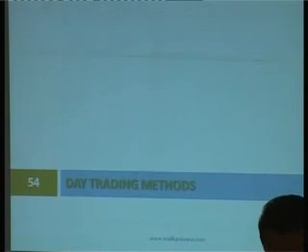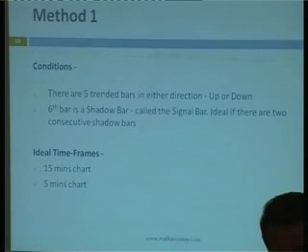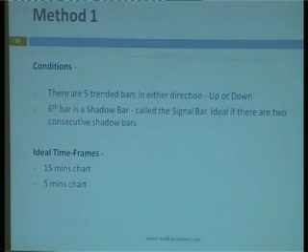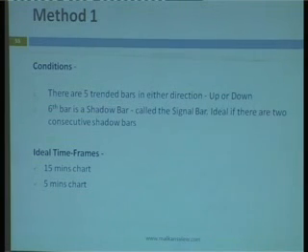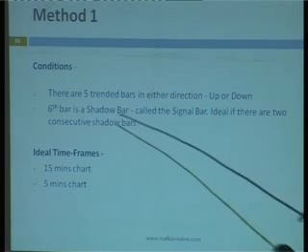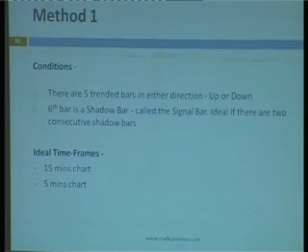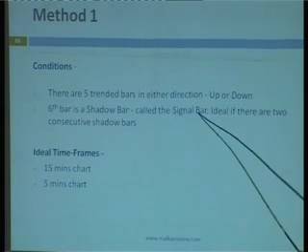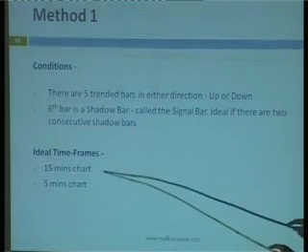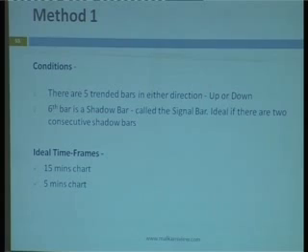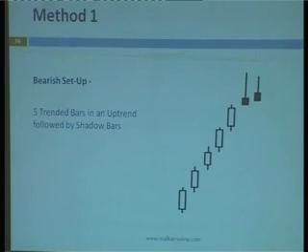Now, to make it an objective way of trading, we have seen all the patterns which are possible. So what I look at is method 1. There should be a minimum of 5 trended bars in either direction, up or down, and the 6th bar has a shadow bar. Shadow means a doji, shooting star, hammer or spinning top. This is called the signal bar. Ideally there are 2 in a row. Ideal time frames are the 15- and 5-minute charts. Something like this is the setup.